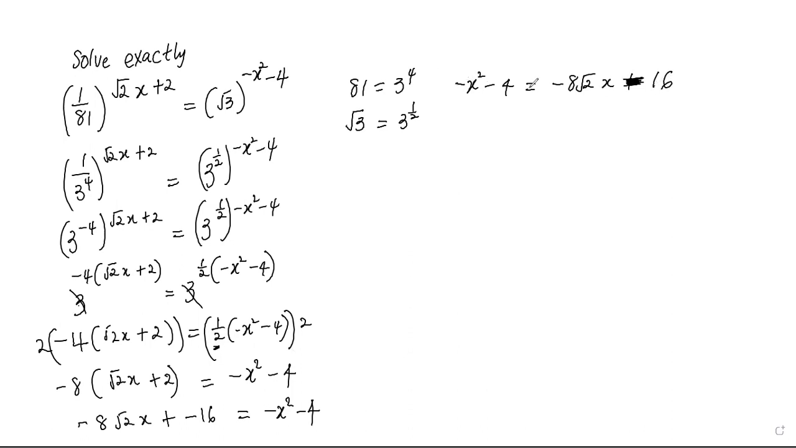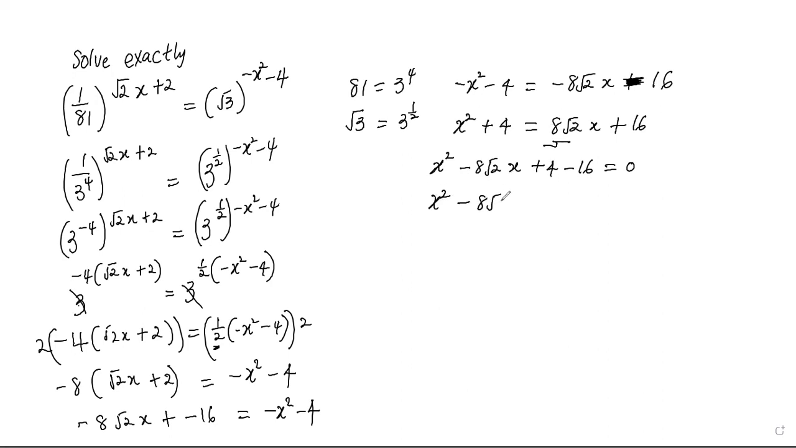So I can decide to multiply both sides by minus 1. So here becomes x squared plus 4 is equal to 8 root 2x plus 16. Now you want to collect like terms. So you have x squared, and when this comes over here, it becomes minus 8 root 2x. Then we have plus 4, then minus 16 is equal to 0. Now this is purely a quadratic equation. So I finally have x squared minus 8 root 2x, then 4 minus 16 will give me minus 12, equal to 0.